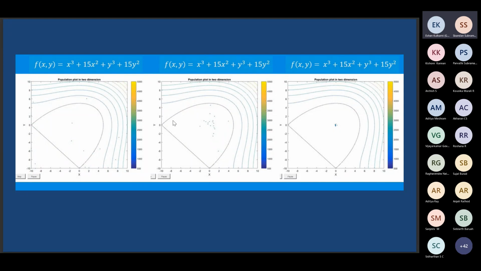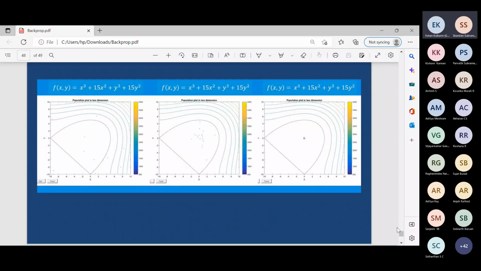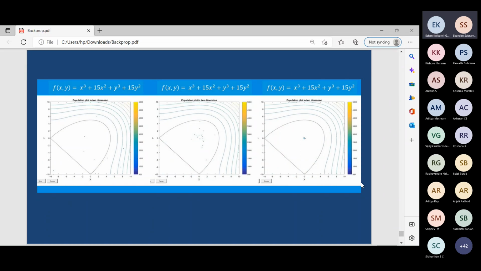As you can see, eventually the points converge towards the minima, and at the final stage, they merge into one point. So this is called particle swarm. These are the two methods that we saw. More or less, the other methods are also the same. These two methods were just to give you an idea of how things work without the gradient.